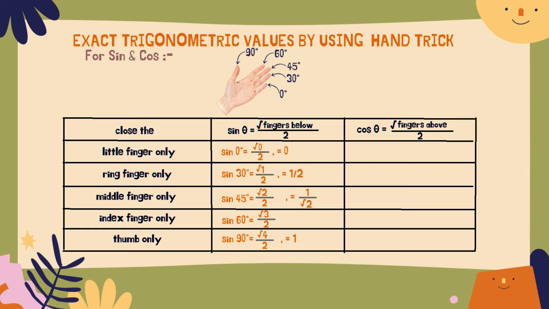The same goes for cos. Close the fingers starting from the little finger and count the fingers above the closed one. Then don't forget to square root the number of fingers and divide it by 2.